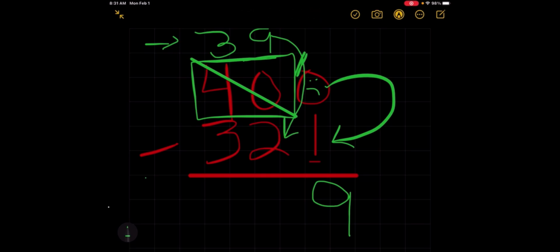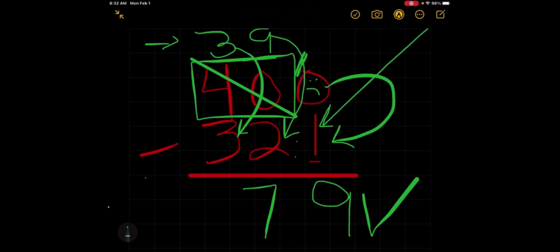9 take away 2 is 7. Check that. 7, 8, 9. 3 take away 3, well, is nothing, so I'll just leave it. Oh, I'm done. So in this case, I did have to borrow because this 1 is bigger than this 0. Moving on.